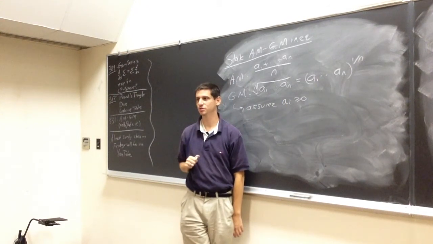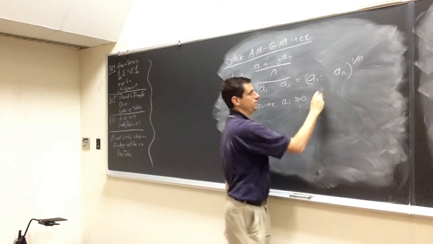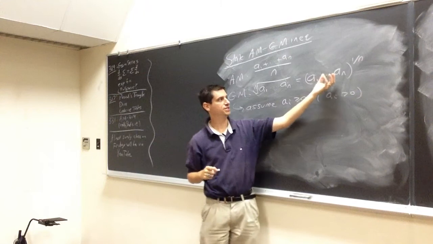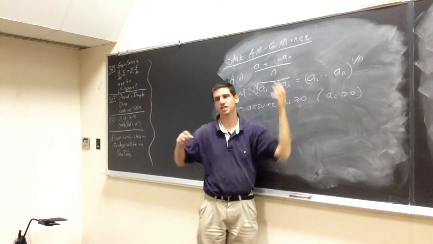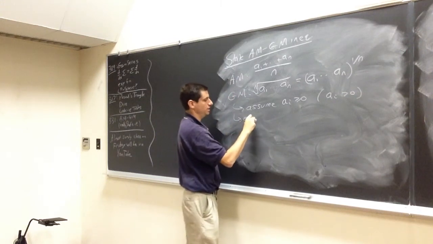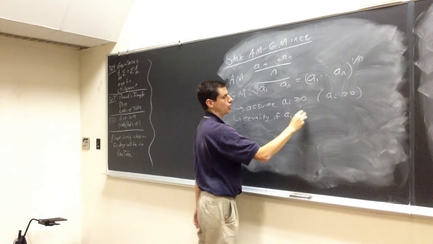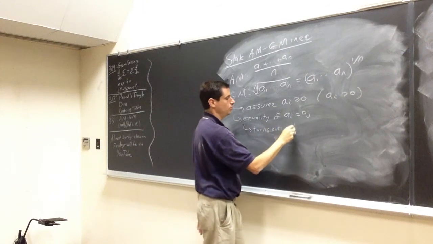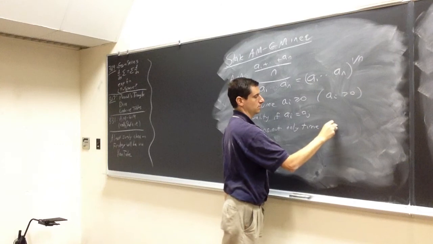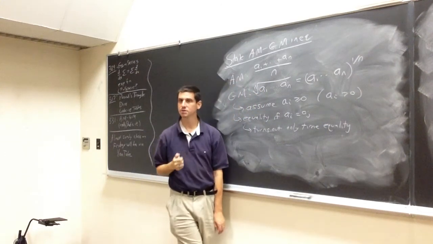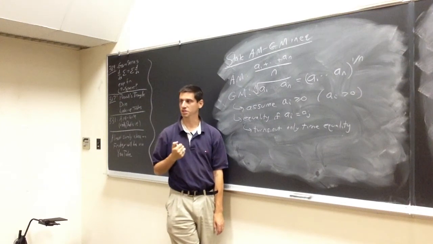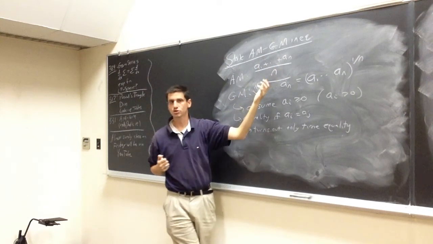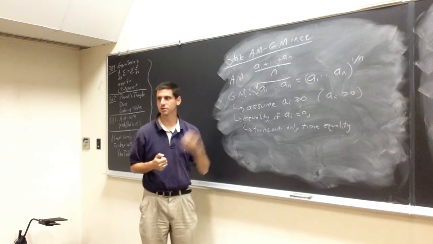If any of the ai's equals 0, is the problem interesting? No. So often we might even just assume the ai's are greater than 0. Because if one of the a's is 0, the geometric mean is 0, the arithmetic mean will be larger, unless everything is 0. So we have equality if ai is always aj. And it turns out this is the only time we have equality. So the only time the arithmetic mean and the geometric mean are equal is when all the numbers are equal. And then in that case, it doesn't really matter. They both measure the same thing. So the question is, which do you think is going to be larger, the arithmetic mean or the geometric mean?